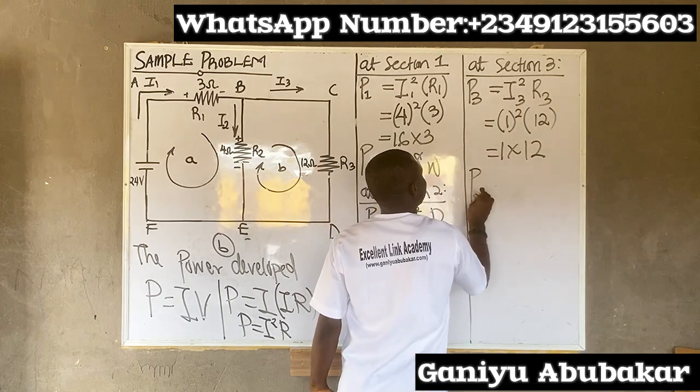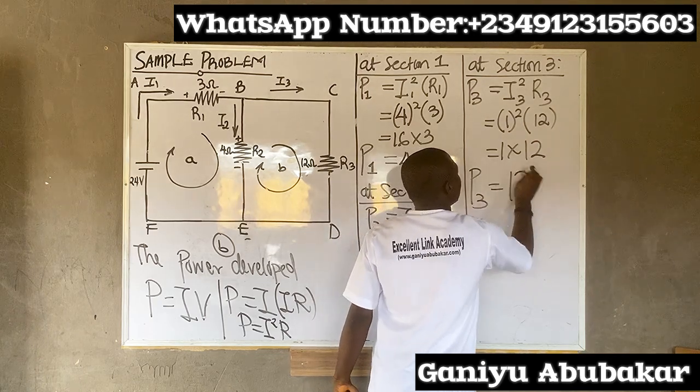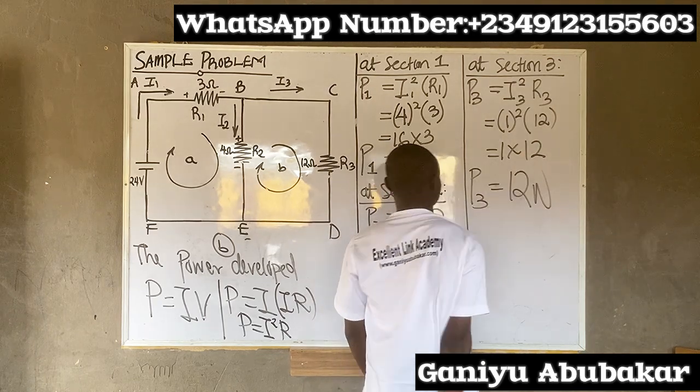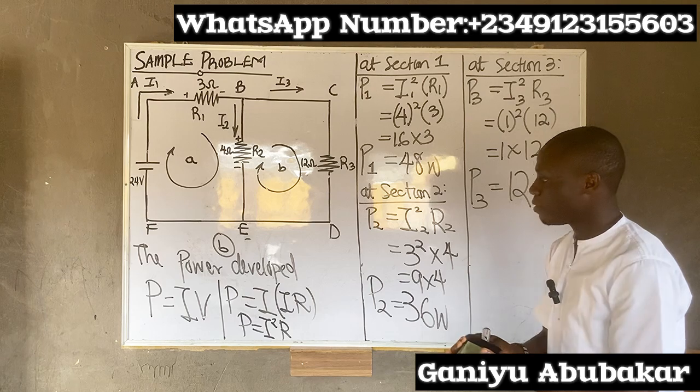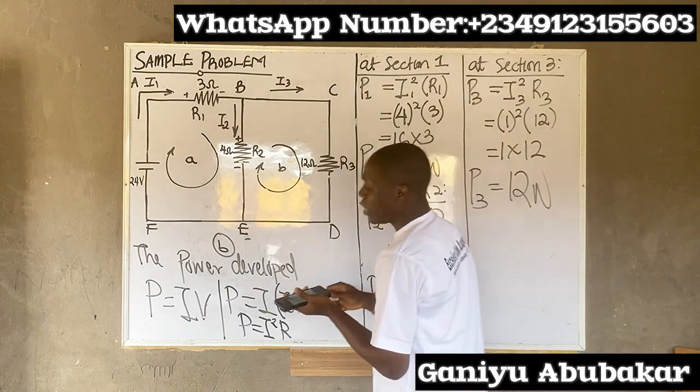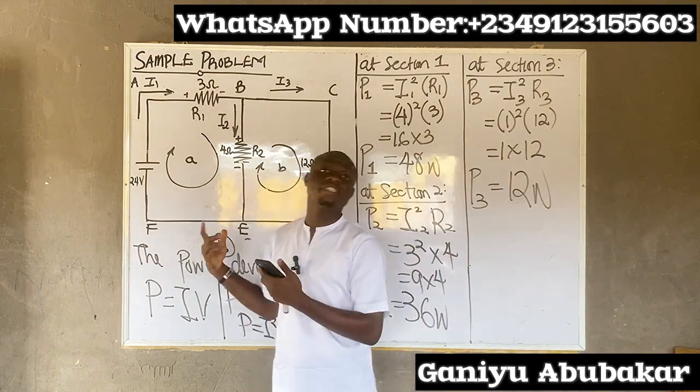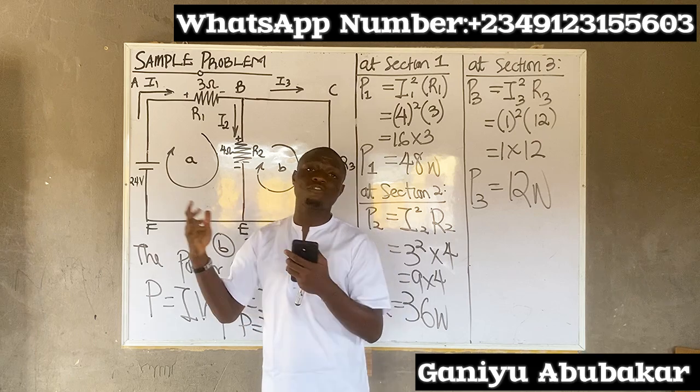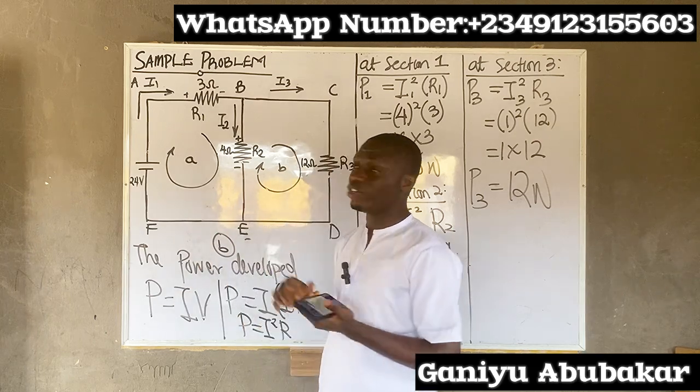The power developed at section 3 is equal to what there? 12 watts. Alright. This is how you find the current and the power developed at each section using the idea of Kirchhoff's law as illustrated on the board.